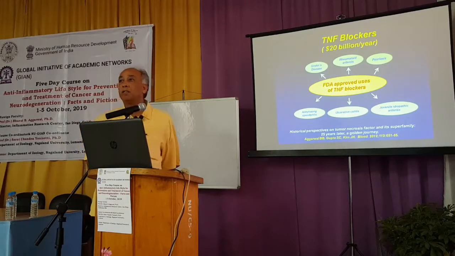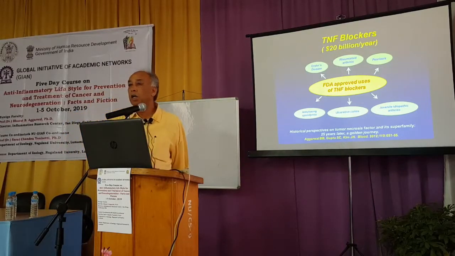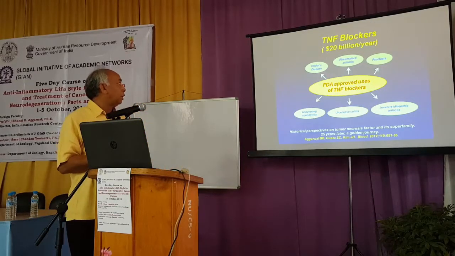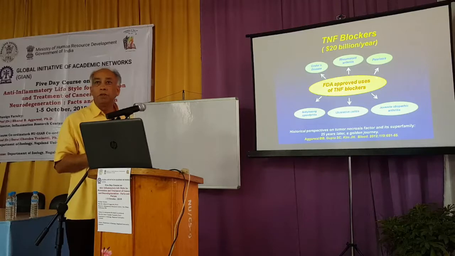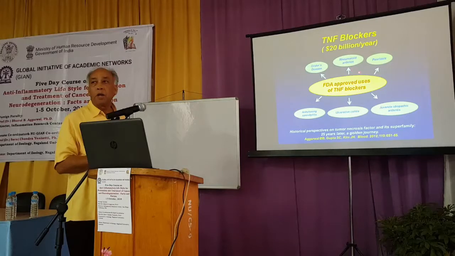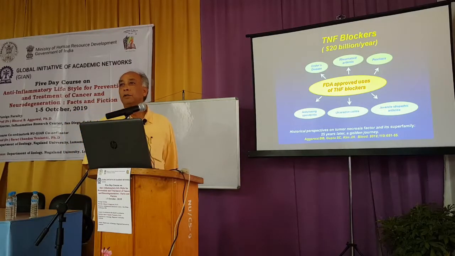So what are these blockers approved for? So this is approved by the FDA, Food and Drug Administration in America. And that is approved for Crohn's disease, which is inflammation in the intestine. They are approved for rheumatoid arthritis. They are approved for psoriasis. They are approved for ankylosing spondylitis. They are approved for ulcerative colitis. They are approved for juvenile idiopathic arthritis. So these are all the diseases for which TNF blockers have been approved.